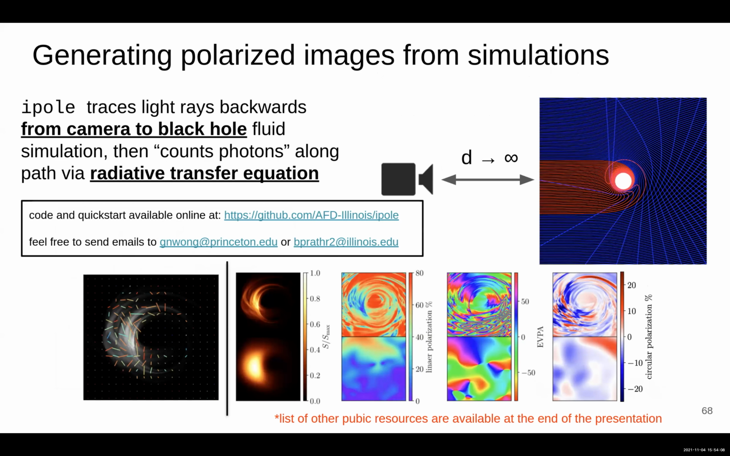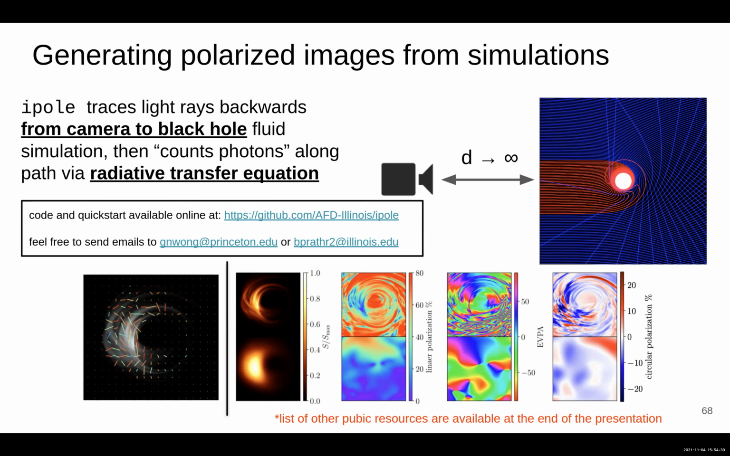Okay, so there are two different kinds of observables that we produce. There are images and spectra. I'm going to talk about images really quickly, and in particular, I'm going to focus on this IPOL code, which produces images, though there are, of course, plenty of other public resources, other codes than IPOL that produce images, and there's a list at the end. I just happen to be most familiar with IPOL.